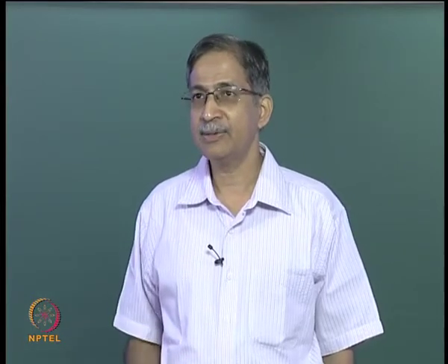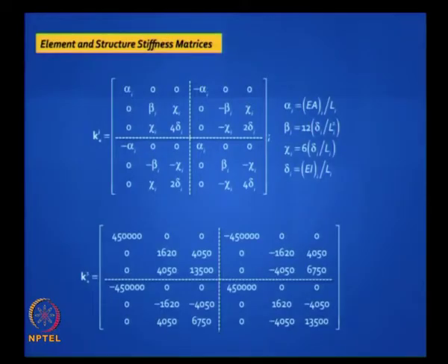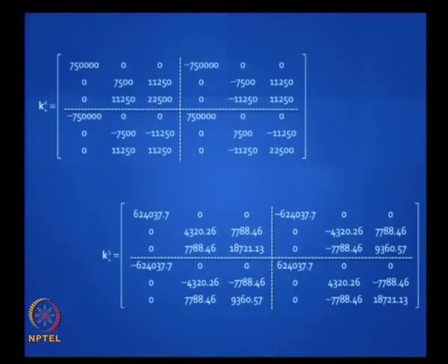So next you get the element and structure stiffness matrices, standard formulation for a plane frame element, right? You just have to plug in the values of EA by L, EI by L, and it all falls into place. Generate this for all the 3 elements. What do you do next? You have to generate the structure stiffness matrix. How do you do that?